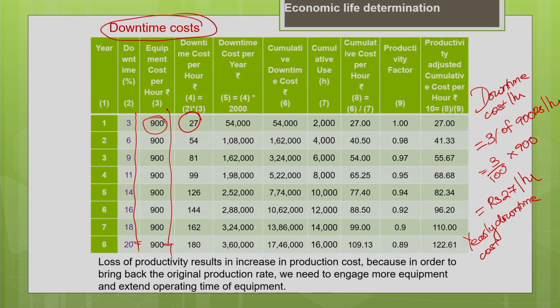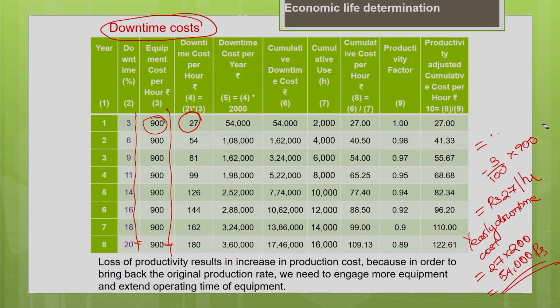27 multiplied by 2000, gives you 54,000 rupees. This is your per year, in the sense for the first year. 54,000 rupees for the first year is your downtime cost. Similarly, calculate the downtime cost. Let us calculate for the second year.